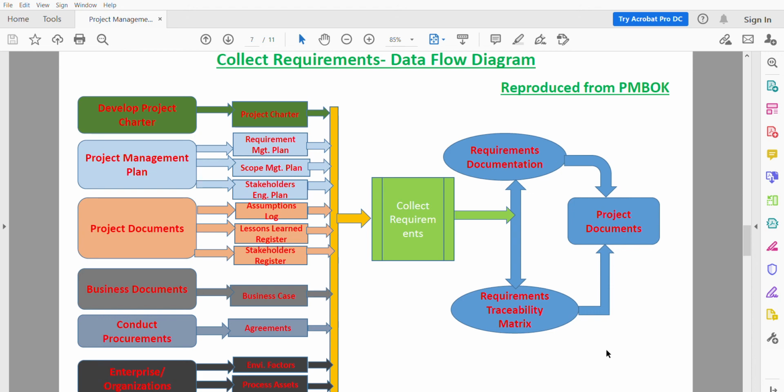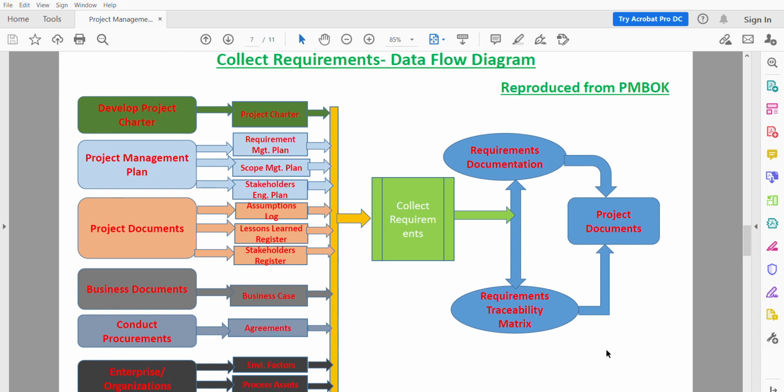The output of this collect requirements process is the requirements documentation and the requirements traceability matrix. And we can talk a little bit about these outputs. There's a lot of information actually on this, and I'm not going to go into detail. So the outputs, as we said, is the requirement documentation.